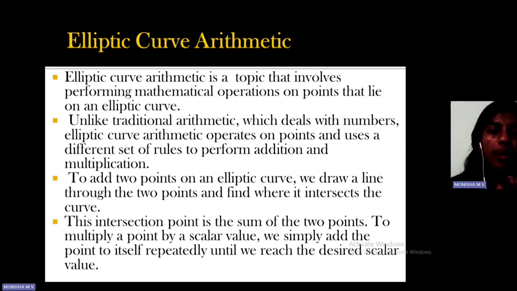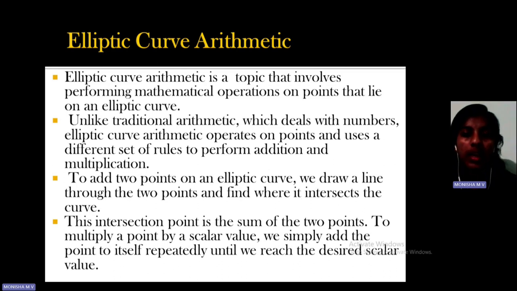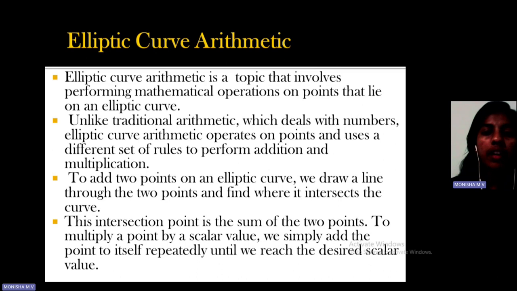Elliptic curve arithmetic involves performing mathematical operations on the points that lie on the elliptic curve. As we discussed, an elliptic curve has points on the curve, and the mathematical operations done on those points are called elliptic curve arithmetic. Unlike traditional arithmetic, which deals with numbers, elliptic curve arithmetic operates on points. In traditional arithmetic, which we used in our school or college days, we use addition, multiplication, subtraction and division on numbers. But in elliptic curve arithmetic, we use these operations on points marked on a curve, using a different set of rules to perform addition and multiplication.